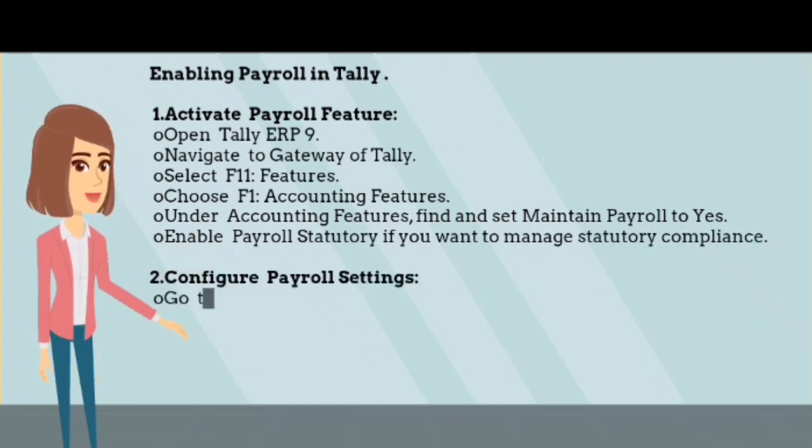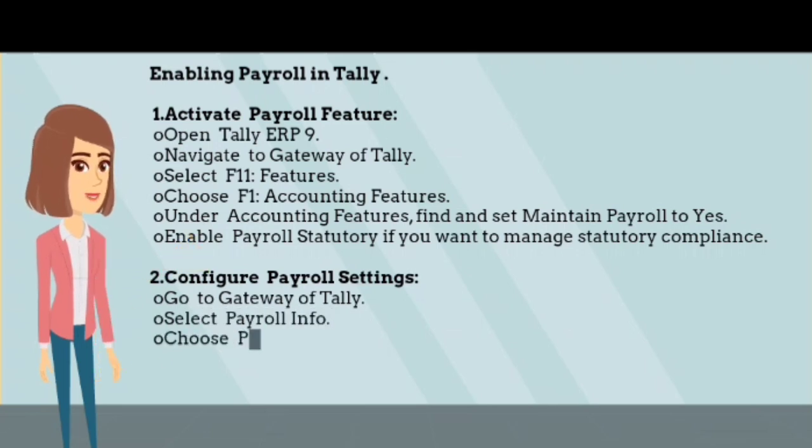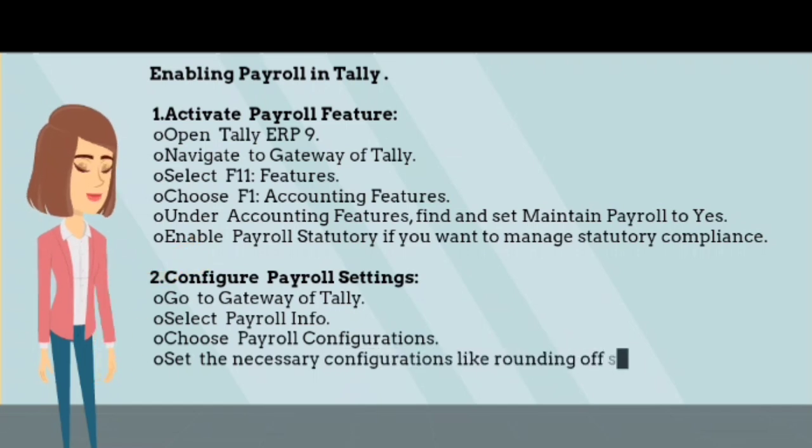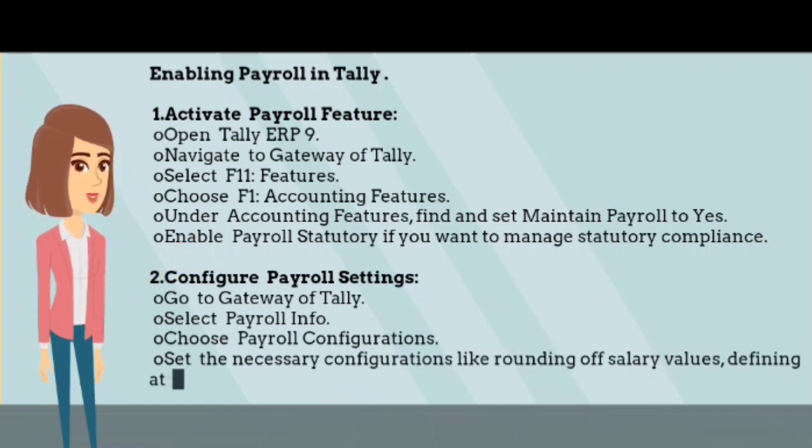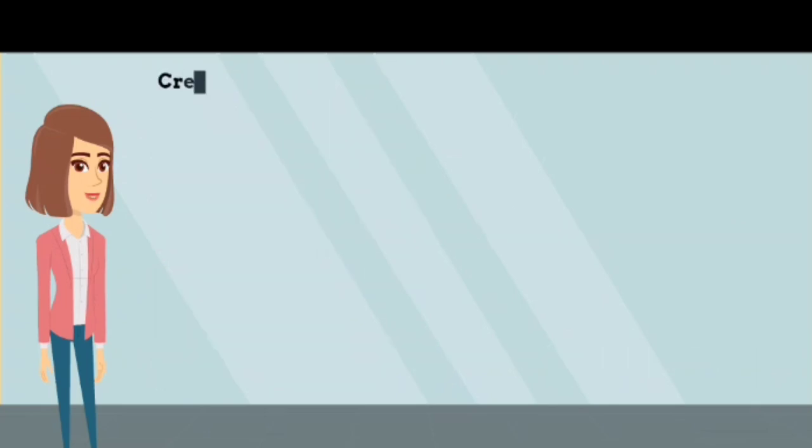2. Configure Payroll Settings. Go to Gateway of Tally. Select Payroll Info. Choose Payroll Configurations. Set the necessary configurations like rounding off salary values, defining attendance types, etc.